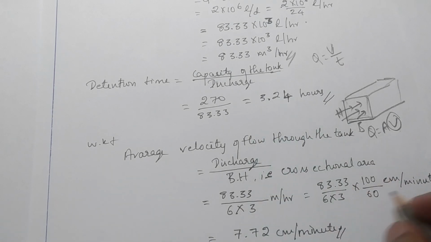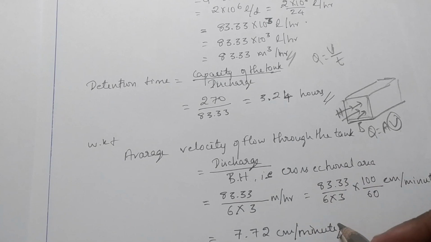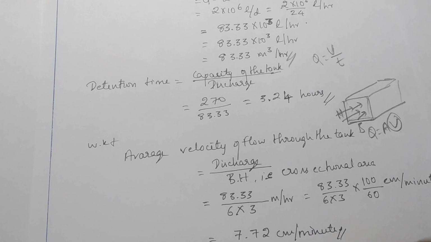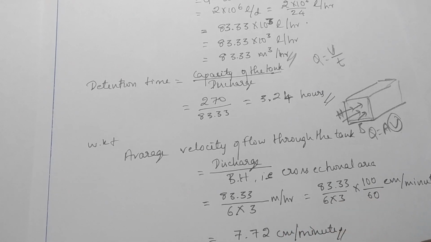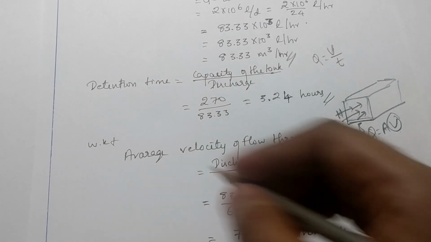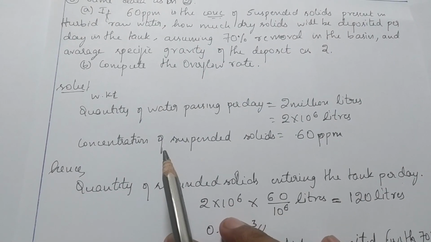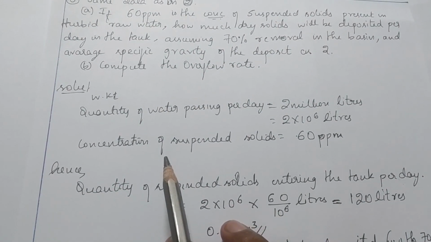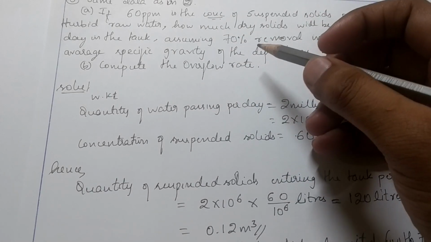After substituting things, the flow velocity is usually expressed in terms of meter per minute or centimeter per minute. Here I am expressing it in centimeter per minute. After substituting, I have obtained it as 7.72 centimeter per minute, for the same set of data as in the previous problem. So we need to find out these parameters.